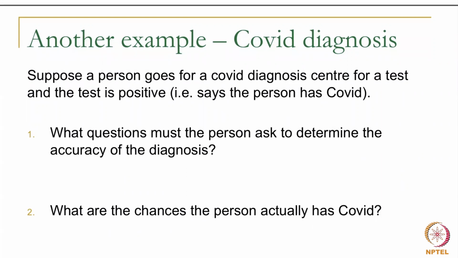Okay. So let's say you're going for a diagnosis. What are the questions we must ask to actually determine the accuracy of the diagnosis? As it turns out, it's not sufficient to just ask for one number. This is the first non-intuitive result that you will get here once you do a proper Bayes theorem analysis. Okay. And given some numbers of the accuracy, what are the chances that the person actually has COVID?